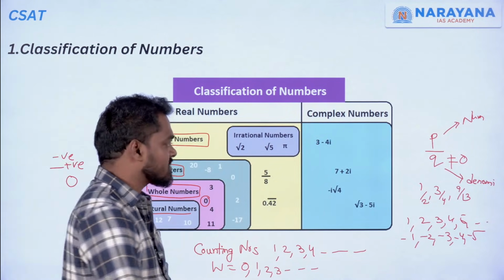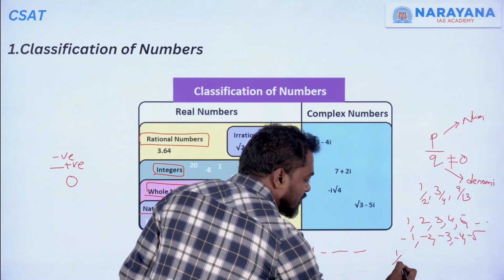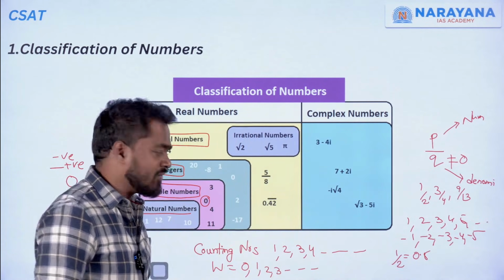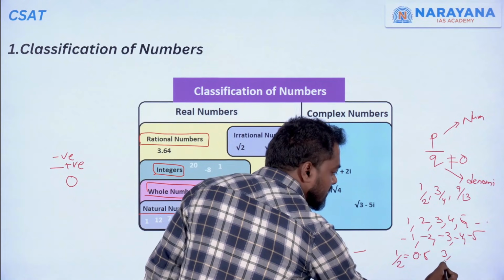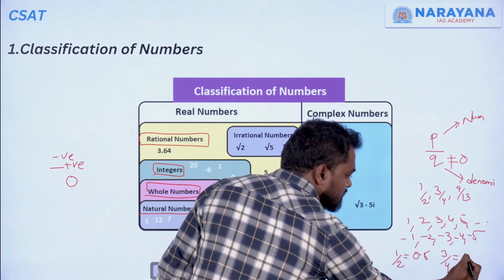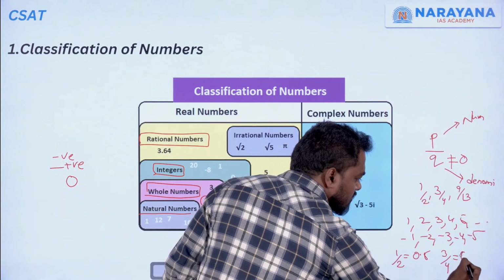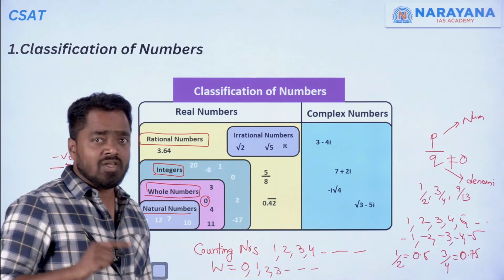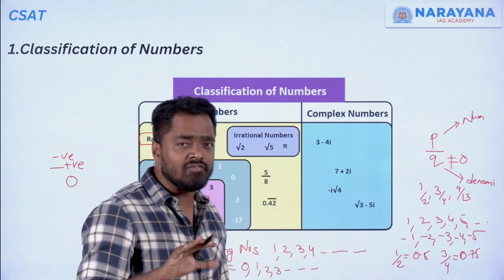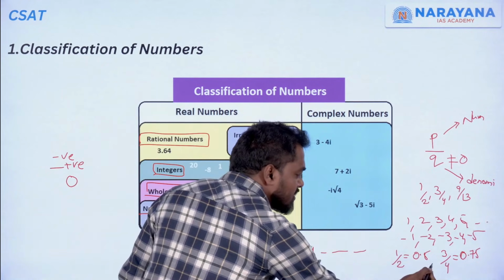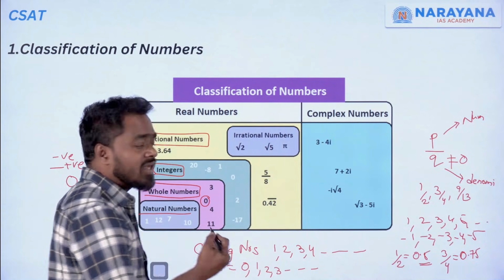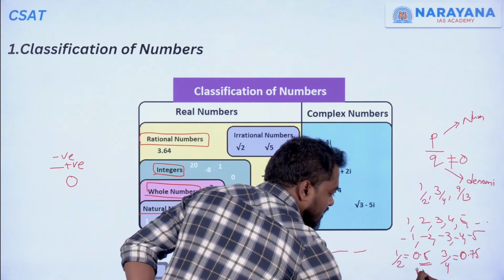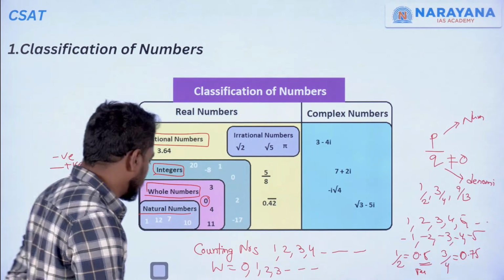And one more important thing is, if I want to write in decimal form, 1 by 2 is 0.5 and 3 by 4 is 0.75. One of the most important things about rational numbers is that the decimals should be terminating or repeating decimals. So terminating decimal, 1 minute.